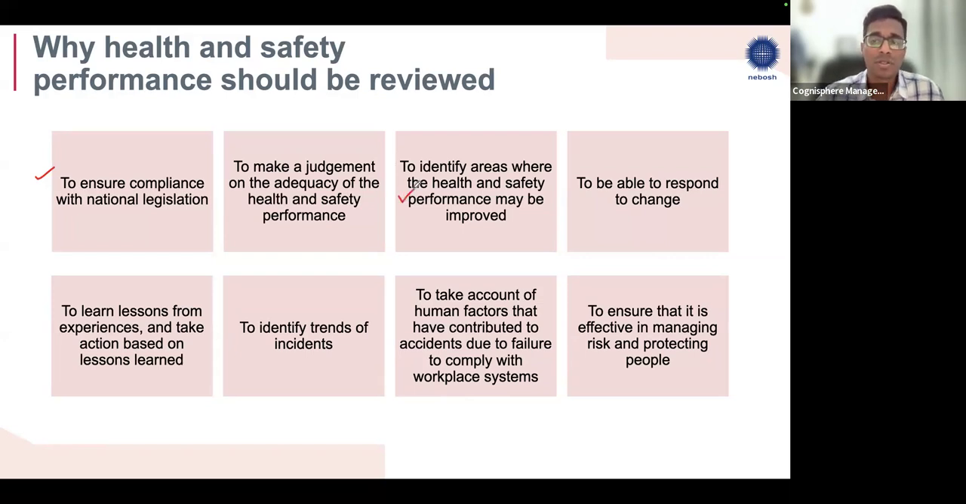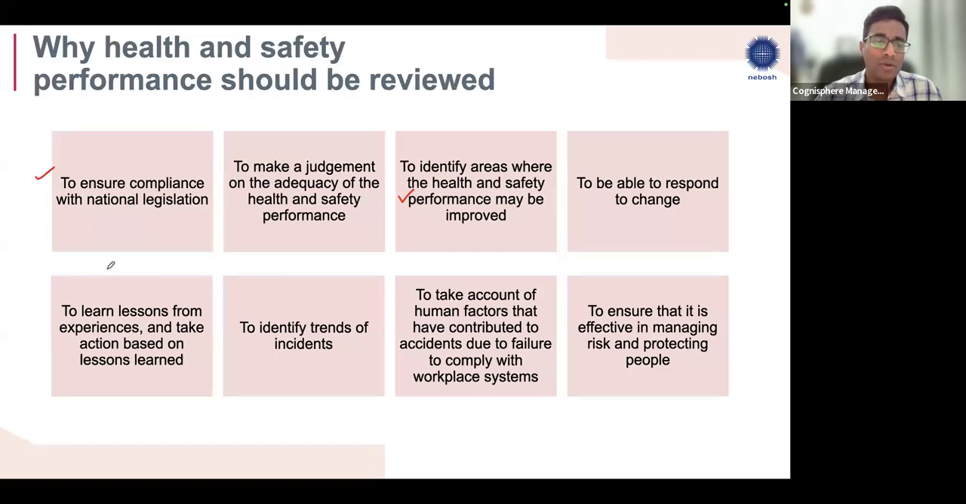So the review also will tell you where your gaps or weaknesses are in your systems and how they could be improved. For example, it may tell you that the communication part is the weaker area. Okay, so that particular clause, communication, or it may tell you that reactive monitoring is the weak area, because you are not recording the data or the analysis part is not happening. So it tells you where the weakness is, and to be able to respond to change.